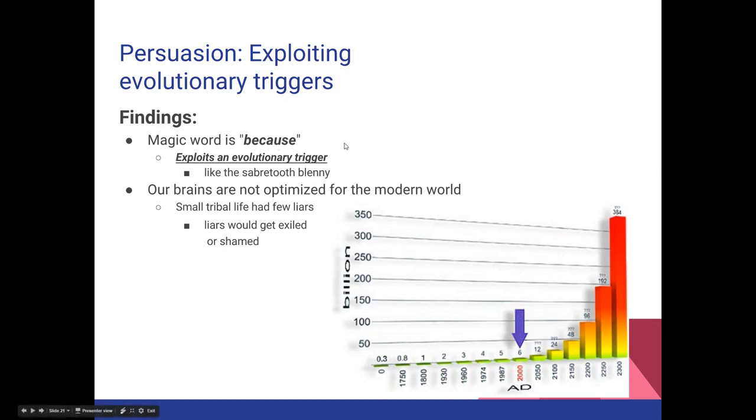And they argue that this exploits an evolutionary trigger, like our story with the saber-toothed tiger. Our brains, they go on to argue, are not optimized for the modern world, and we've already gone over this. Small tribes had very few liars, and liars would often get exiled or shamed. However, nowadays we meet so many people that this paradigm has totally changed.